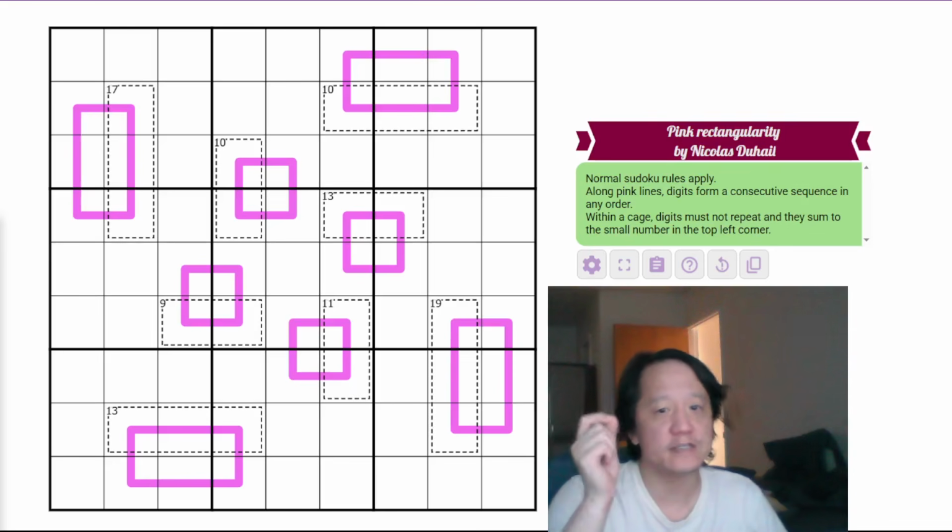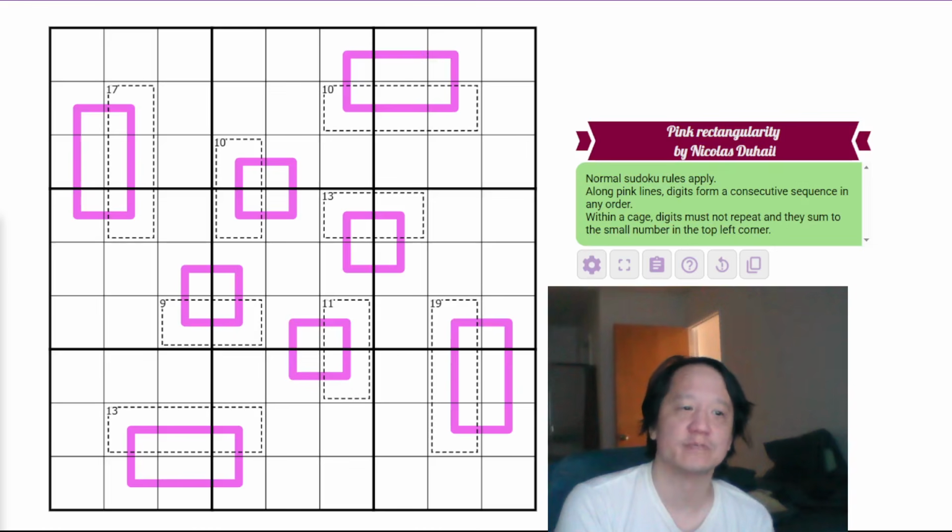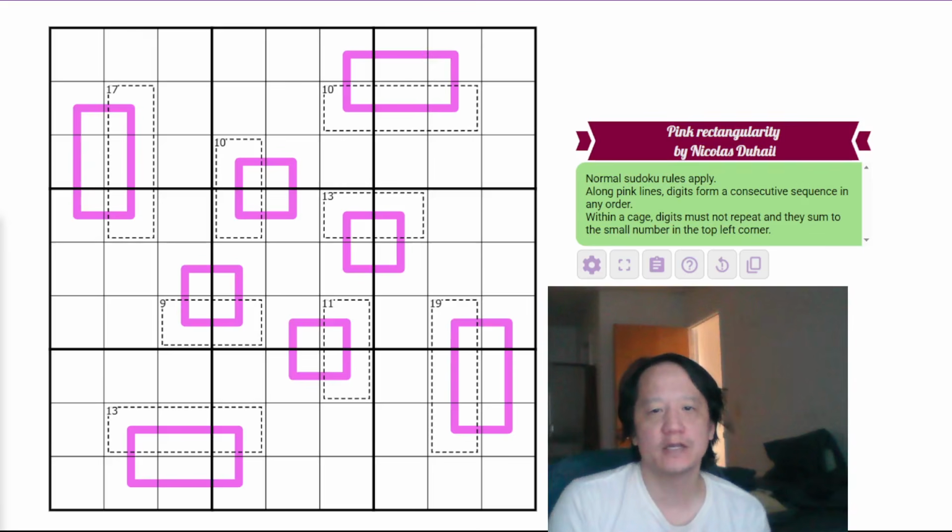And take that easiness with a grain of salt because it's considered easy by the people on the Logic Masters Germany forum, and there's a lot of really smart people there. Today's puzzle is called Pink Rectangularity by Nicholas Duhale. And here are the rules.